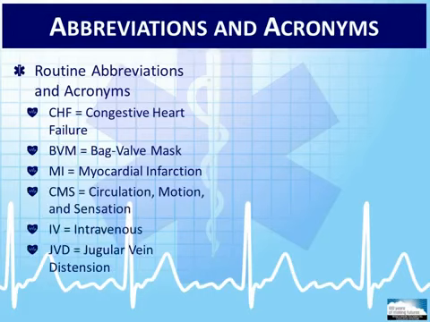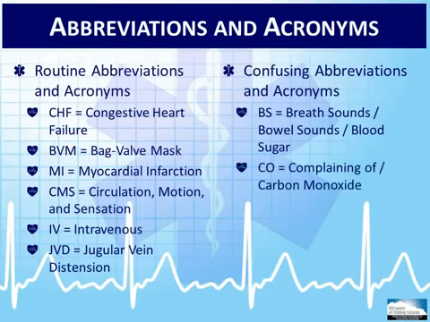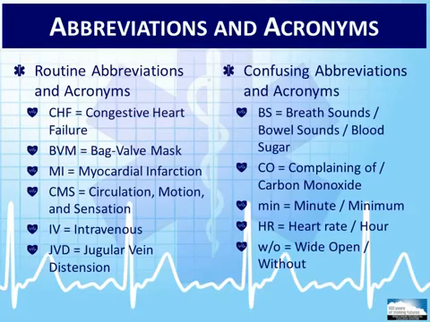There are also numerous acronyms and abbreviations that can mean multiple things. For instance, BS can be breath sounds, bowel sounds, or blood sugar. CO routinely means complaining of, but can also be carbon monoxide. Min can refer to minutes as a measure of time, or can also mean minimum. HR is heart rate or hour. W/O can be wide open or without. If you are positive that an acronym or abbreviation is universally used and accepted within the healthcare community, then its use in conversation or reports may be acceptable.